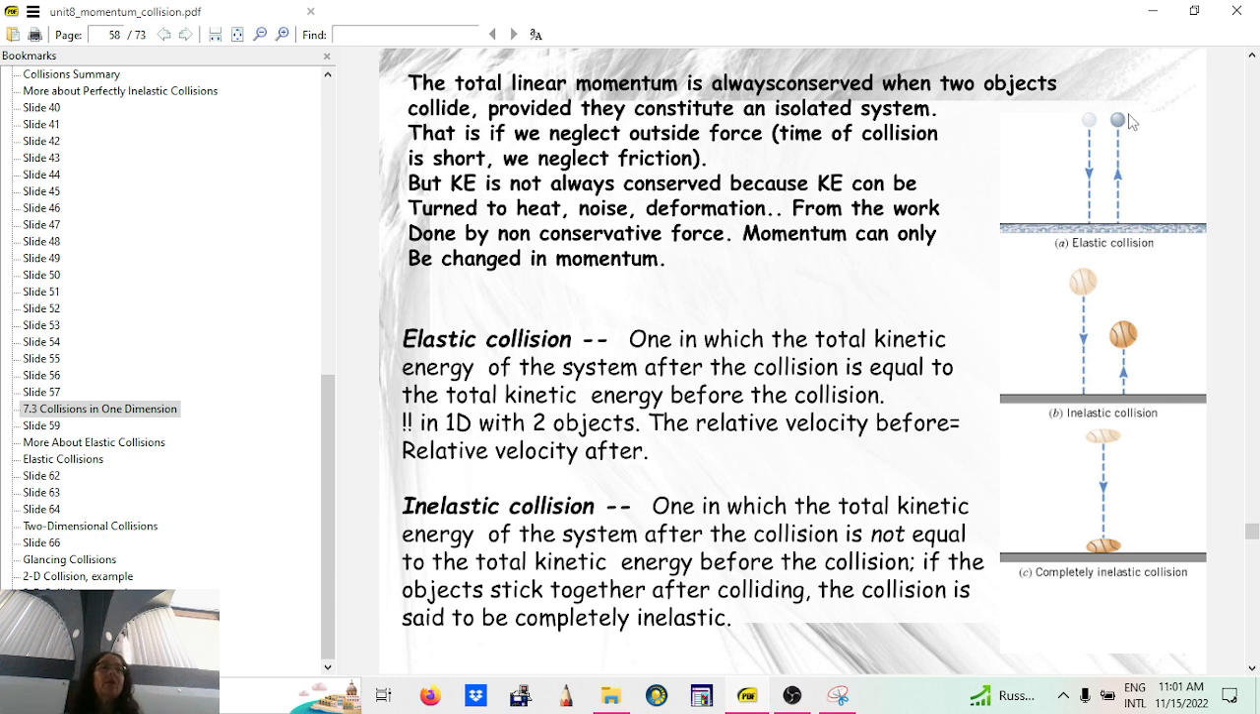That means the ball here is made of rubber. So all that kinetic energy is going to be stored into squeezing the ball. It's like a spring. But you remember, spring force is a conservative force. That means it will give back whatever it has in storage.